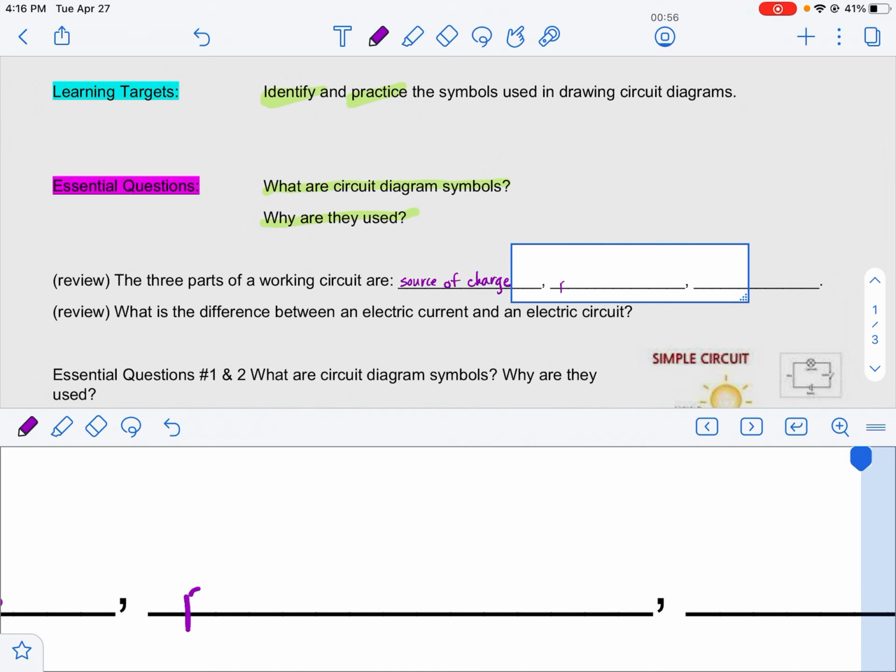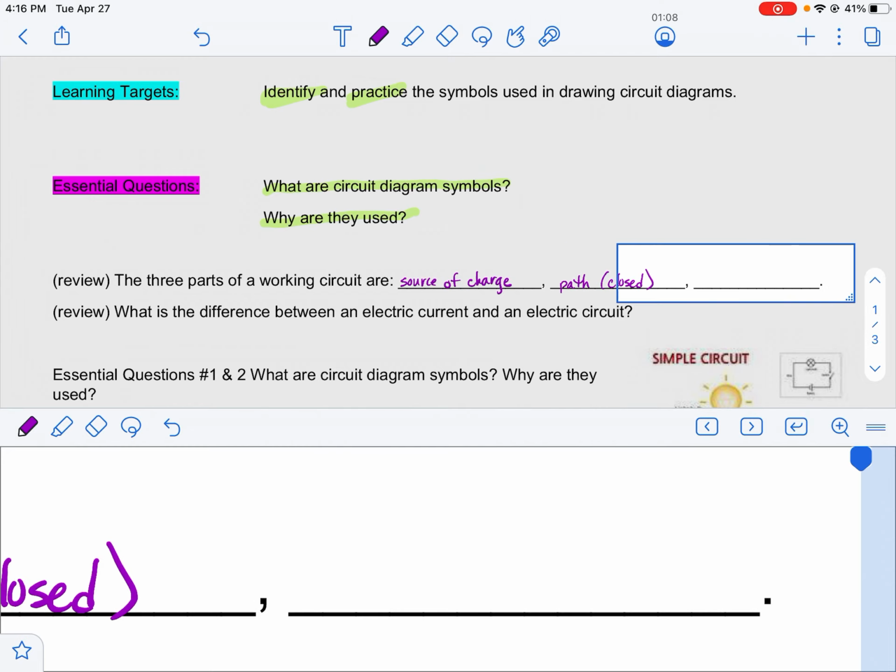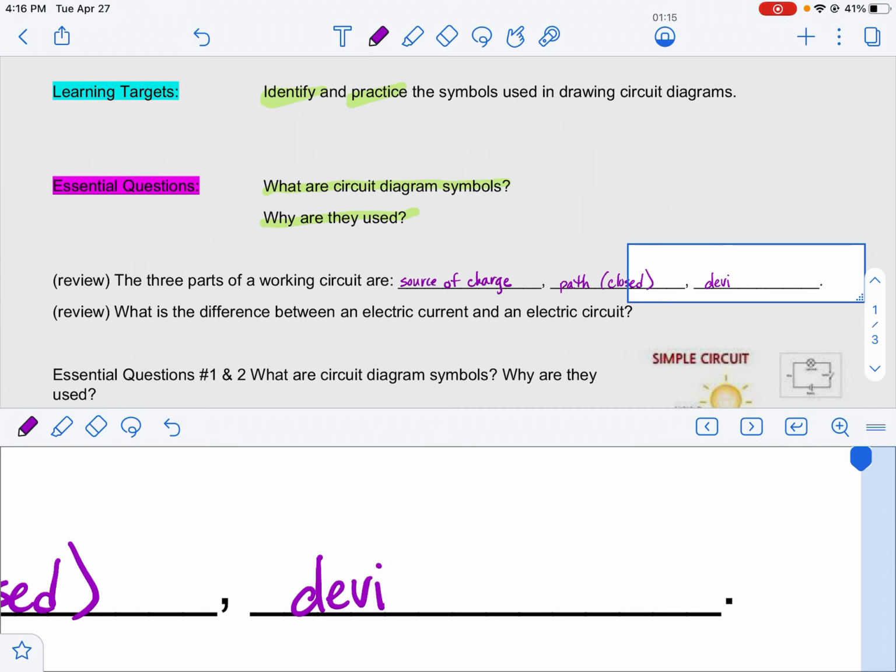You have to have a path for those electrons to flow on, and it has to be a closed path, is what we discovered, right? It has to go from one side of the battery all the way around to the other side. And then finally, you have to make that current do some work for you. So you have to have some kind of a device in your circuit that's going to use that current. And it could be a light bulb, or it could be a motor, or it could be a fan, or it could be a cell phone, right? Something that's going to use the current.